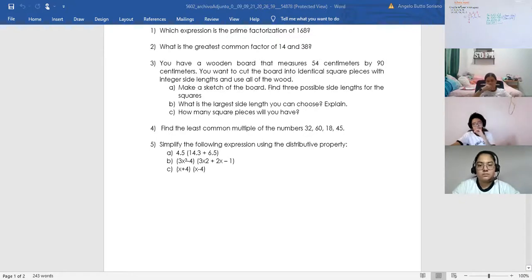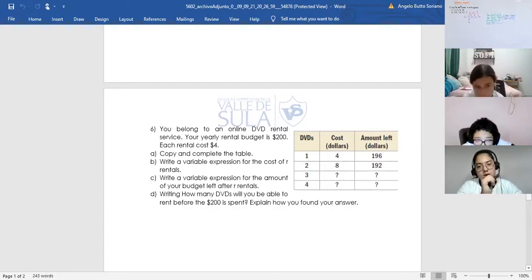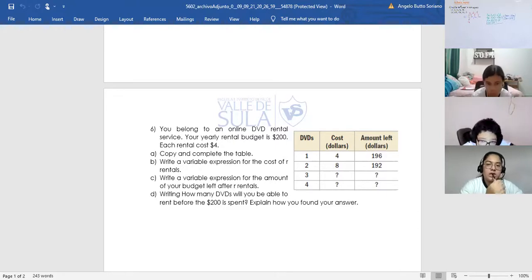And finally, problem number 6. Okay, this is an algebraic expression. The problem says you belong to an online DVD rental service. Your yearly rental budget is $200. Each rental costs around $4. We have the table, and the problem says copy and complete the table. Finish the table, and to do that, obviously you have to write an equation that satisfies those conditions.